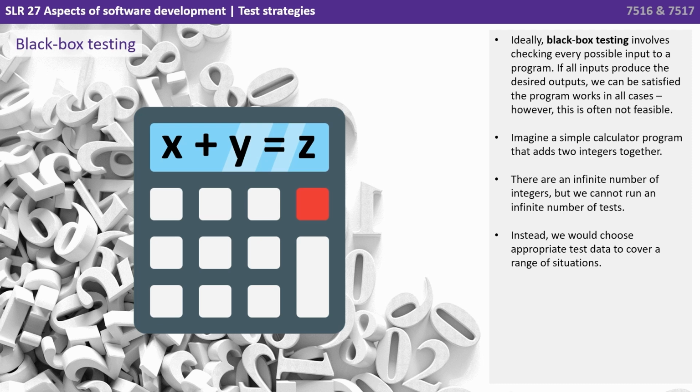Ideally, black box testing involves checking every possible input to a program. If all inputs produce the desired outputs, we can be satisfied the program works in all cases. However, this is not always feasible. Imagine a simple calculator program that adds two integers together. There's an infinite number of integers, but we cannot run an infinite number of tests. Instead, we would choose appropriate test data to cover a range of situations.